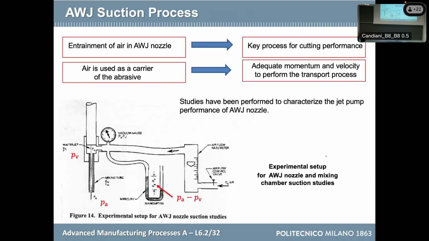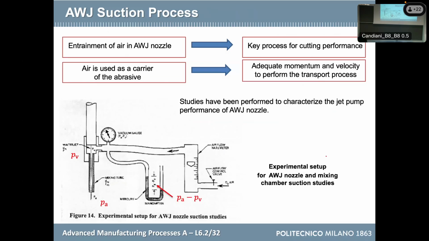Now, another consideration must be made about the capability of the jet to suck air, because this then gives the jet the possibility to entrain more abrasive, which is important for us. We want to have the right amount of abrasive for cutting into the depth. And this is a representation of the system.